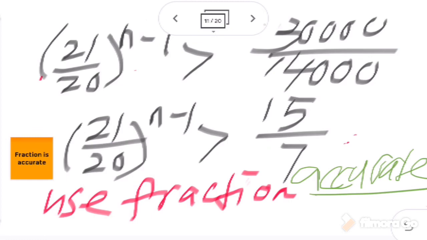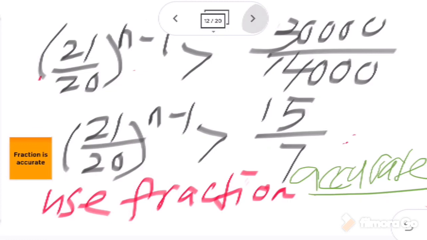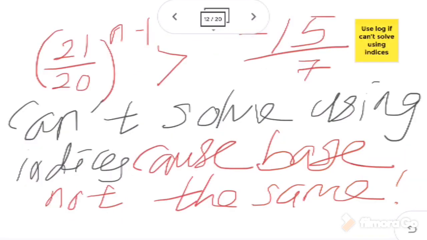Okay, so we will use log base 10, taking log base 10 both sides, because the bases are not the same and we cannot use the indices method to solve. So we will take log base 10. Get your calculator ready, but normally we will press the calculator at the final step, not too early.